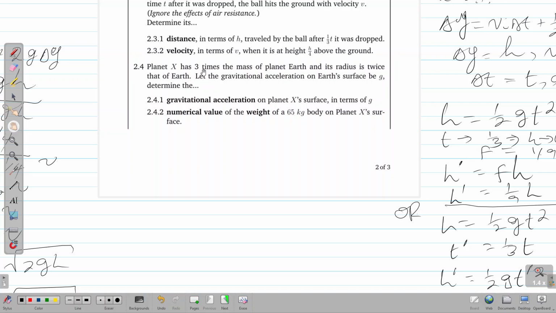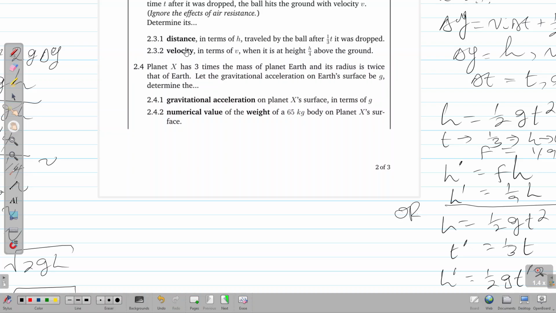So you have planet X, which has 3 times the mass of the planet Earth, and its radius is twice that of planet Earth. So then if you let the gravitational acceleration on Earth's surface be g, then what will be the gravitational acceleration on the surface of planet X in terms of g? And 2.4.2, you can use this one to calculate the weight of a mass of 65 kilograms.